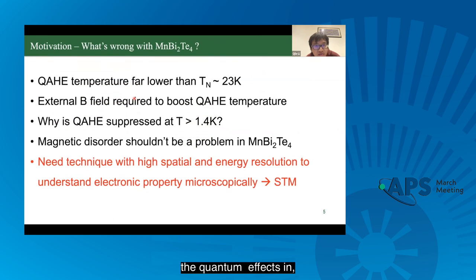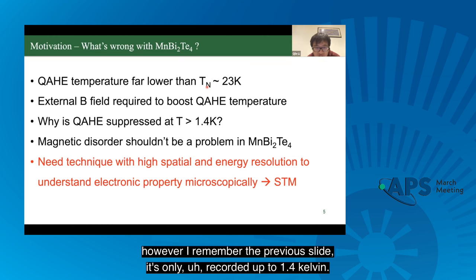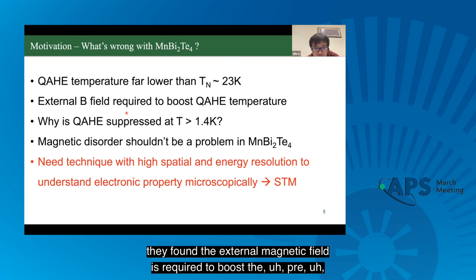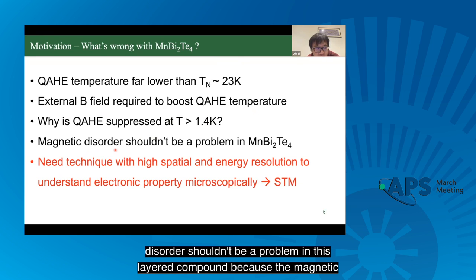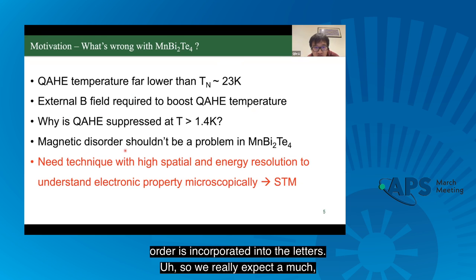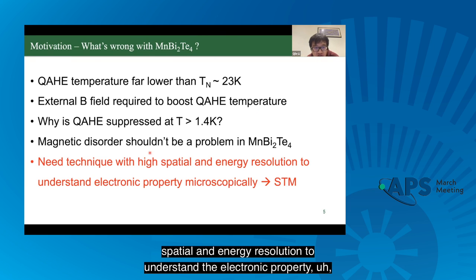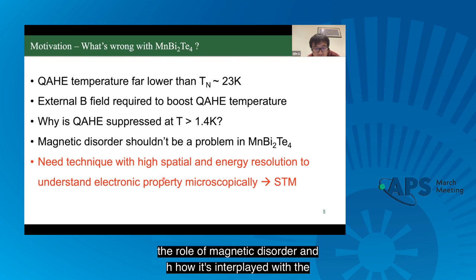the quantum anomalous Hall effect in manganese bismuth telluride is supposed to exist up to the Néel temperature, which is 23 Kelvin. However, remember the previous slide, it's only recorded up to 1.4 Kelvin. Also, in their experiment, they found an external magnetic field is required to boost the quantum anomalous Hall effect. In principle, magnetic disorder shouldn't be a problem in this layered compound because the magnetic order is incorporated into the lattice, so we would expect a much weaker magnetic disorder. To understand this, we need a technique with very good spatial and energy resolution to understand the electronic properties microscopically. So in this work, we use scanning tunneling microscopy to investigate the role of magnetic disorder and its interplay with the topological states.